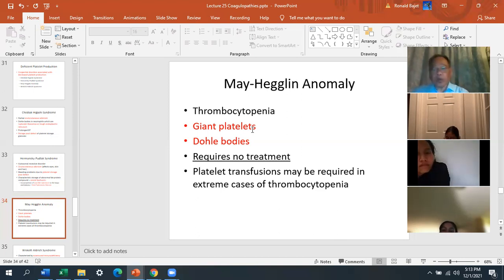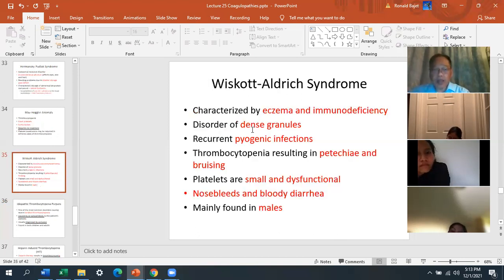And finally, with Wiskott-Aldrich syndrome, you have eczema, so you can have skin problems and immunodeficiency, dense granules, pyogenic infection. But the characteristic I want you to know is that you have thrombocytopenia resulting in petechiae. Remember petechiae from the previous lecture? Those are those pink blotches from the tourniquet test. If you have petechiae and bruising, that's a characteristic of Wiskott-Aldrich syndrome.